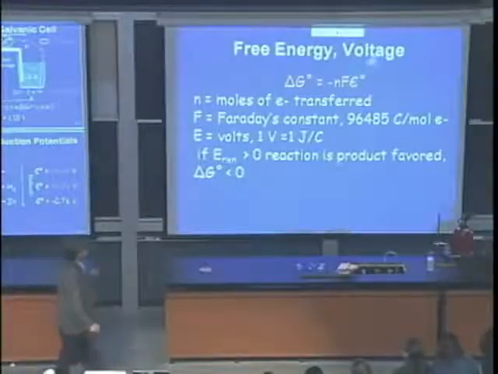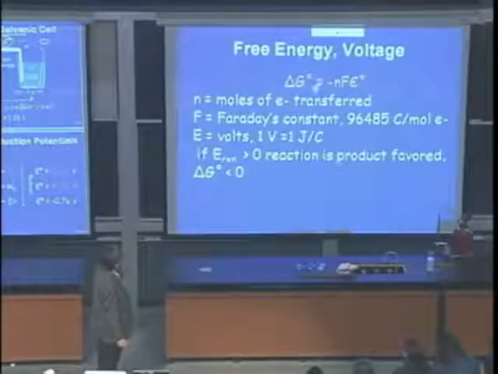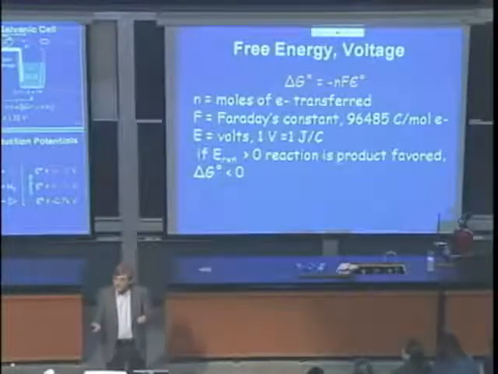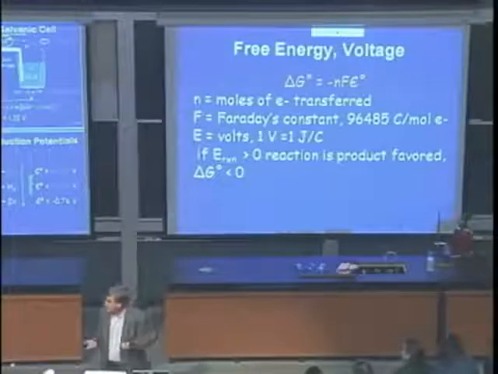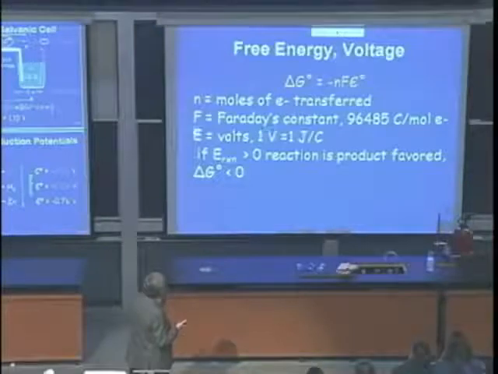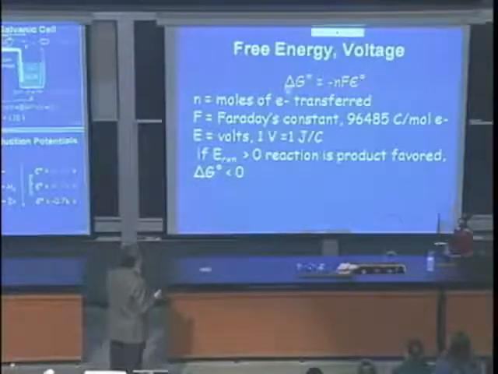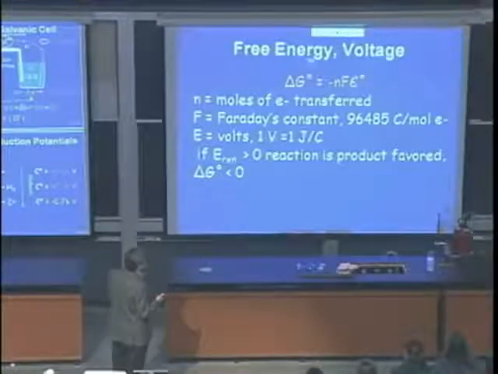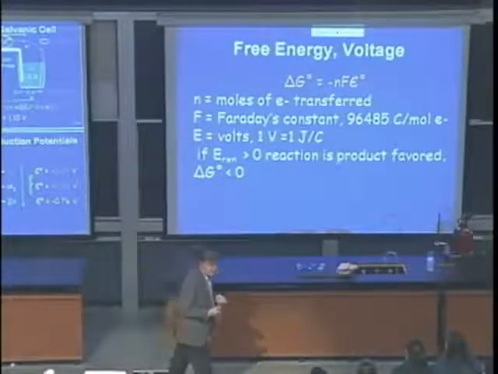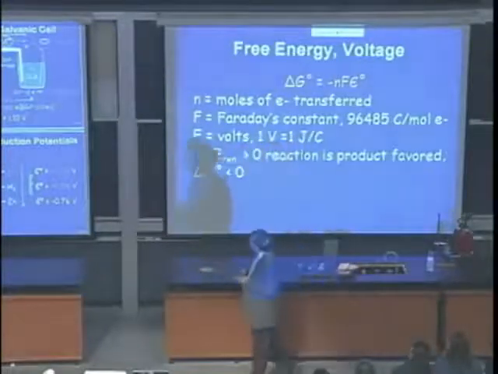So now the potential. If the potential is positive, delta G is negative. We had a positive potential of 1.1 volt, and with this, n is the number of moles of electrons transferred, F is the Faraday constant in coulombs per mole of electrons, E is in volts. If this is positive, then the reaction goes. If it is negative, the reaction doesn't go spontaneously. So this is what you need to remember.